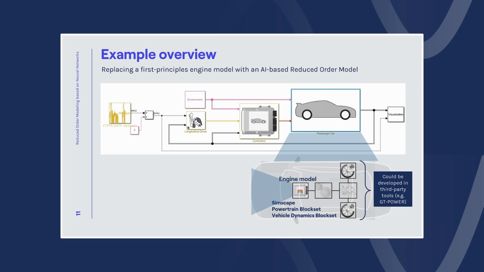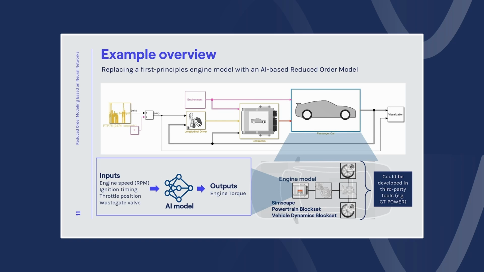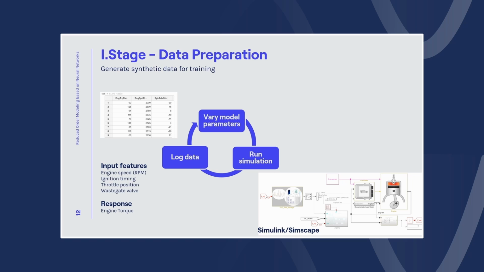In this example, we will see how we can replace a part of a complex vehicle model with a data-driven model that is estimated and trained in MATLAB. In this case, the inputs of the AI model will be the engine speed, ignition timing, the throttle position, and the wastegate valve values. The output will be the engine torque. In order to start the development, we need training data.